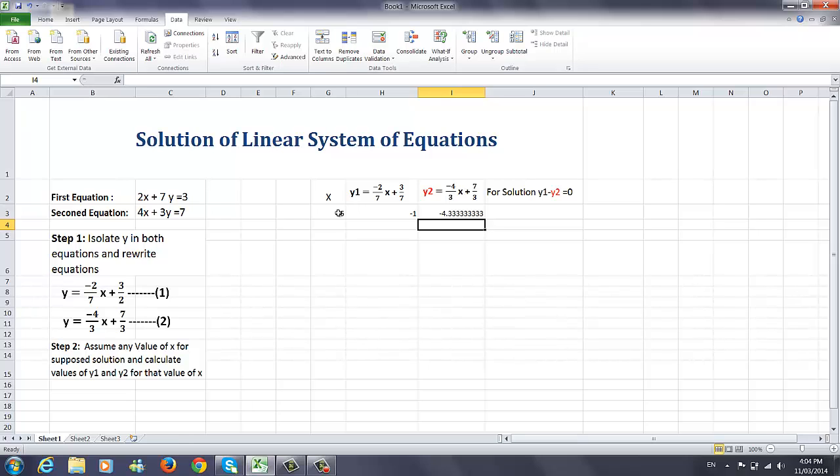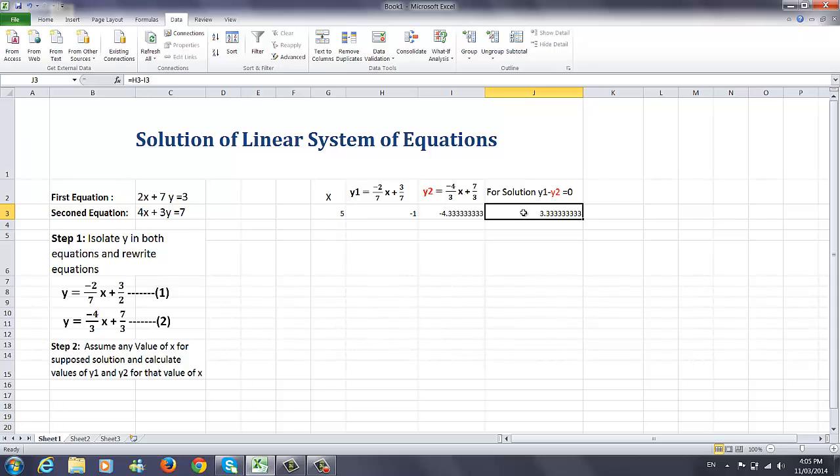We got this value of y, and now for the solution the difference of these values must be equal to 0 because the point of intersection is the same for both lines. Therefore there should be no difference in the values of y. So let's click in here and put in a formula for the difference. What is 3.33 right now, this in fact should be 0.